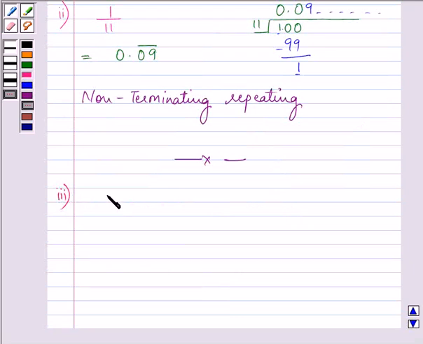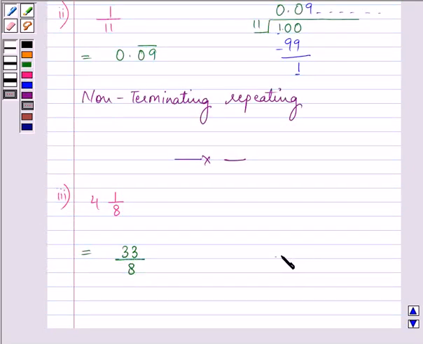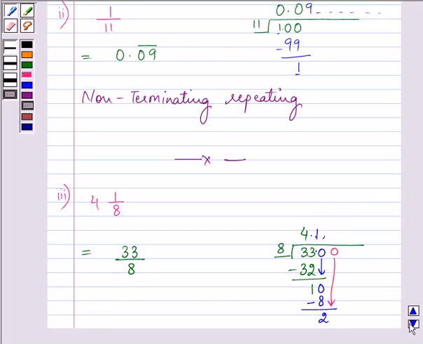The expression given to us is 4 1 by 8. Since this is a mixed fraction, we'll first convert it into an improper fraction, that will be 33 by 8. Now let us divide it. 8 multiplied by 4 will give us 32. So we are left with remainder 1. We'll put a decimal and drop down 0 from above. 8 multiplied by 1 will give us 8. So we are left with remainder 2. Again, we'll drop down 0 from above to make it 20.